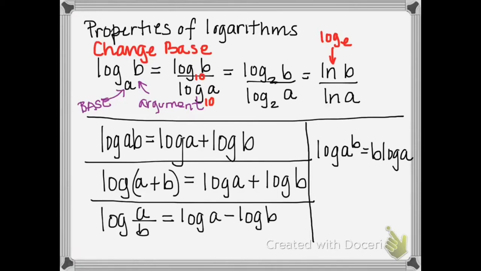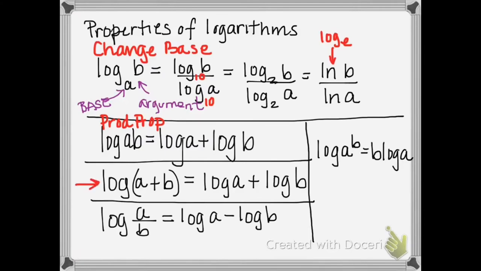Next property that I'll take a look at is the product property. The product property says that if I've got the log of a product, a times b, I can write it as the log of a plus the log of b. Simple enough.